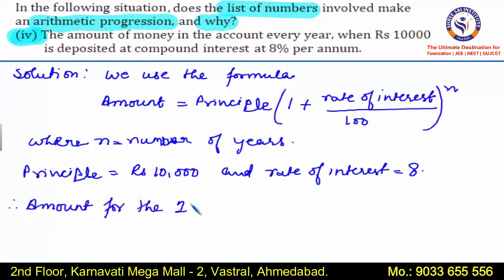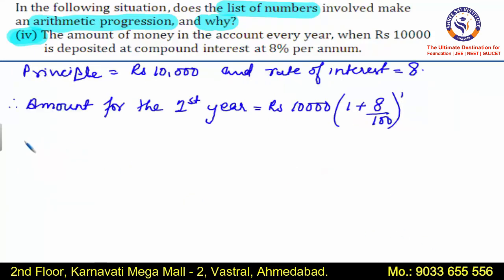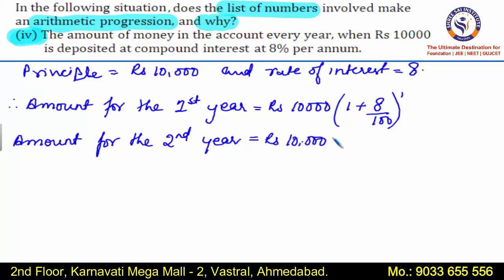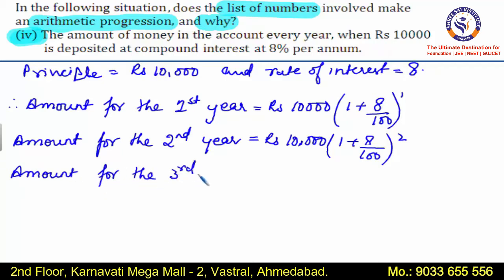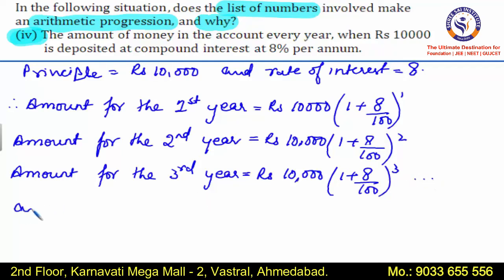Therefore, amount for the first year is equal to rupees 10,000 into 1 plus 8 upon 100 raised to the power 1. Similarly, amount for the second year is equal to rupees 10,000 into 1 plus 8 upon 100 raised to the power 2. Amount for the third year is equal to rupees 10,000 into 1 plus 8 upon 100 raised to the power 3, and so on. We can calculate the amount for the 4th, 5th, 6th and so on years.